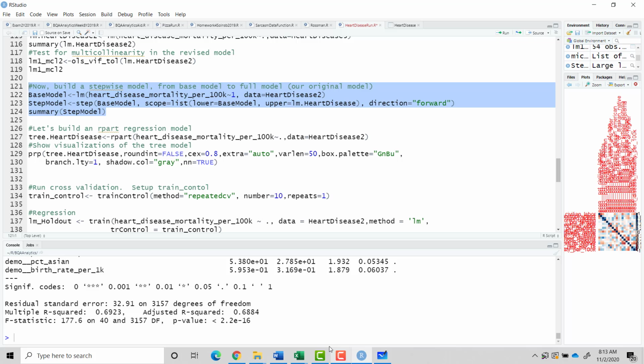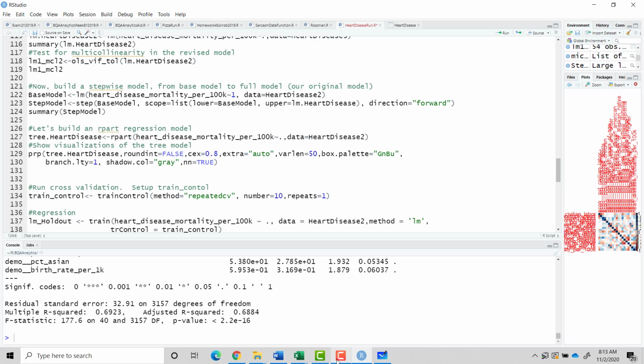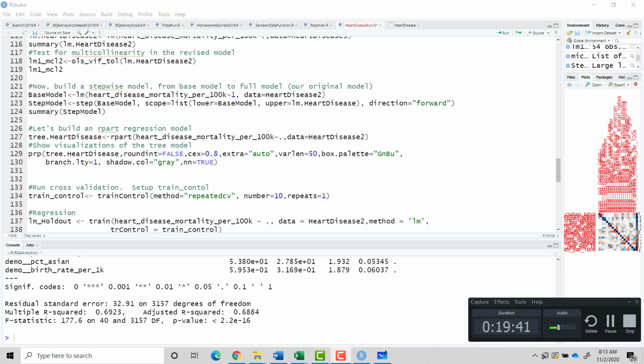Okay, so now we've built the basic models, and we've gone over the data sets. In the next video, we'll start looking at building some tree models.